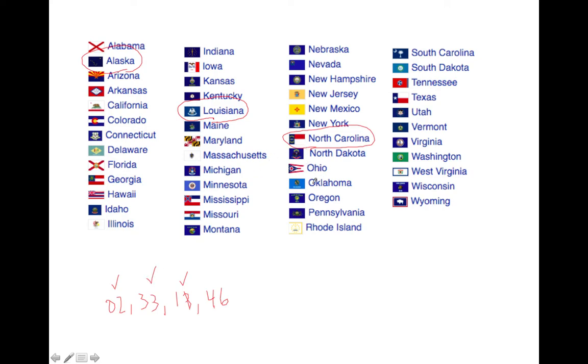34, 35, 36, 37, 38, 39, 40, 41, 42, 43, 44, 45, and last but not least, 46. Okay, so that's my sample of 4. I would use Alaska, Louisiana, North Carolina, and Virginia.